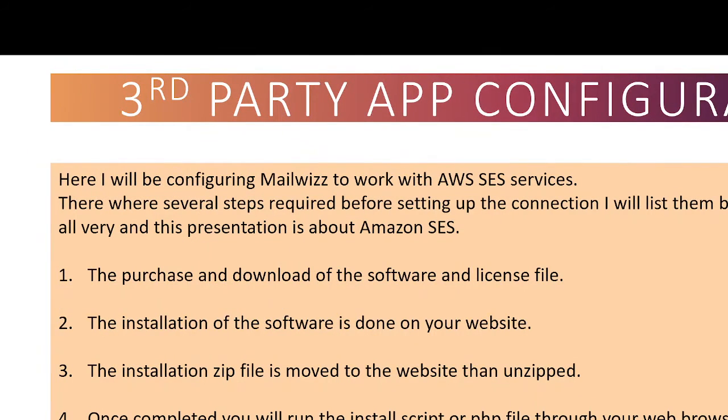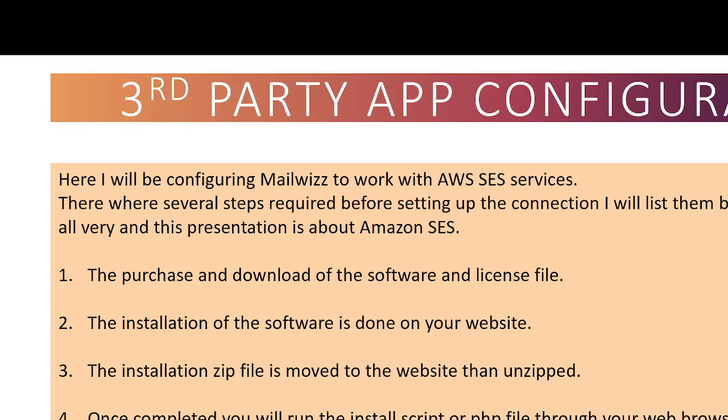The third-party application configuration. I will be configuring MailWiz to work with AWS SES services. There were several steps required before setting up the connection. I will list them briefly as the third-party apps will all vary, and this presentation is about Amazon SES. First step is to purchase and download the software and the license file.